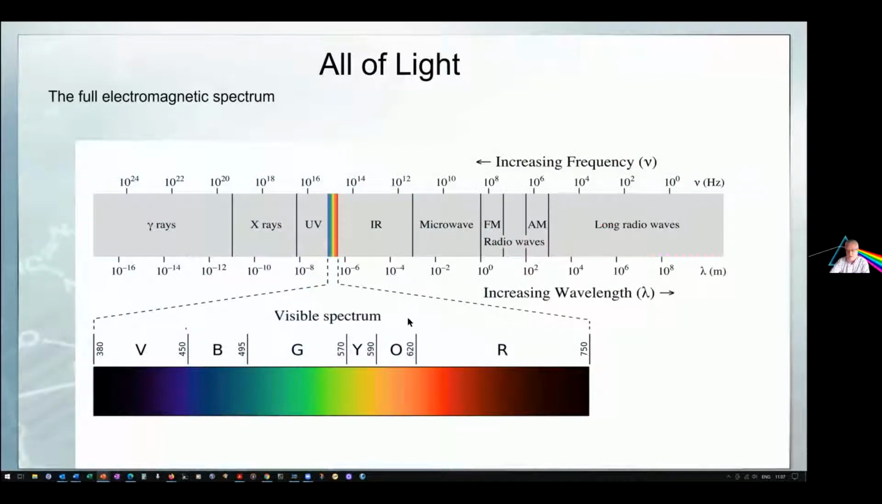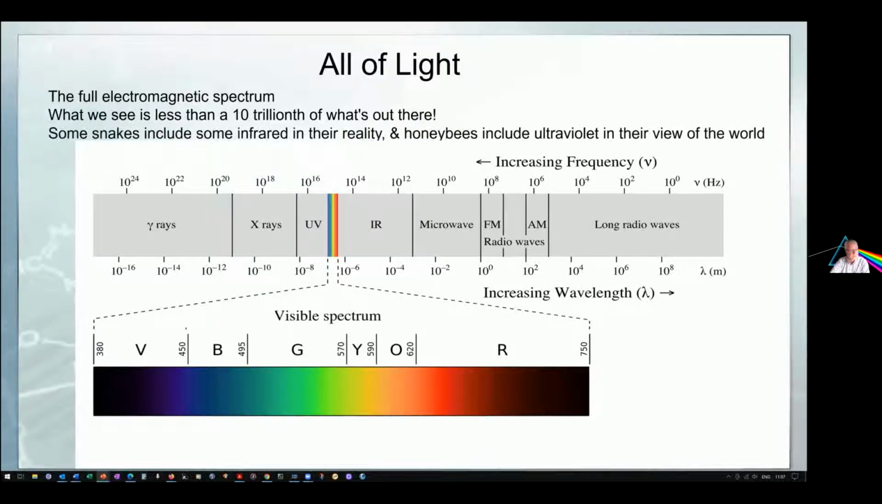Okay, now if we look at the overall spectrum, because light is just electromagnetic radiation, and if we look at the full spectrum all the way from radio waves through to gamma rays, we're only seeing a very tiny section of what's actually out there, and we see less than 1/1,000,000th of the full spectrum. Some snakes can sense infrared, and honeybees and some birds can see ultraviolet.